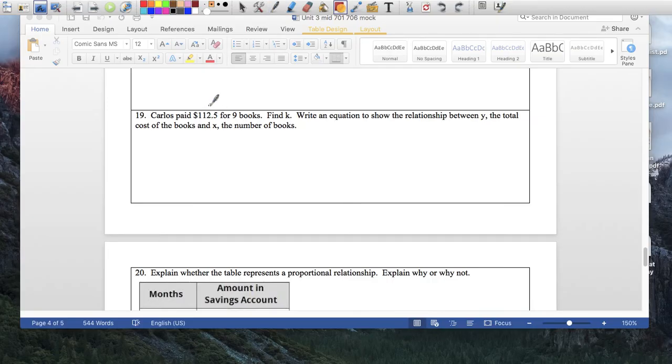Carlos paid 112.5 for 9 books. Find K, find the equation of the line. So this is our Y, the money is usually our Y, and this is our X. Our K is going to be Y over X, which is 112.5 divided by 9. So 112.5 divided by 9 gives us that K is 12.5.